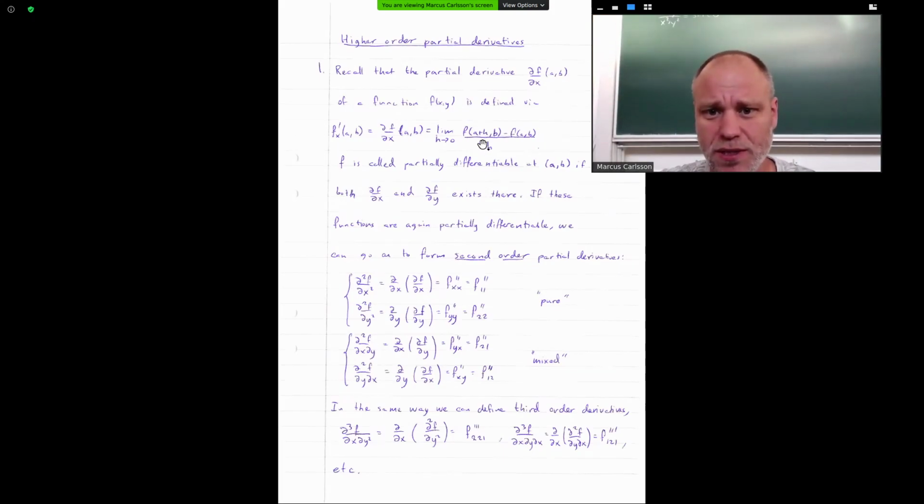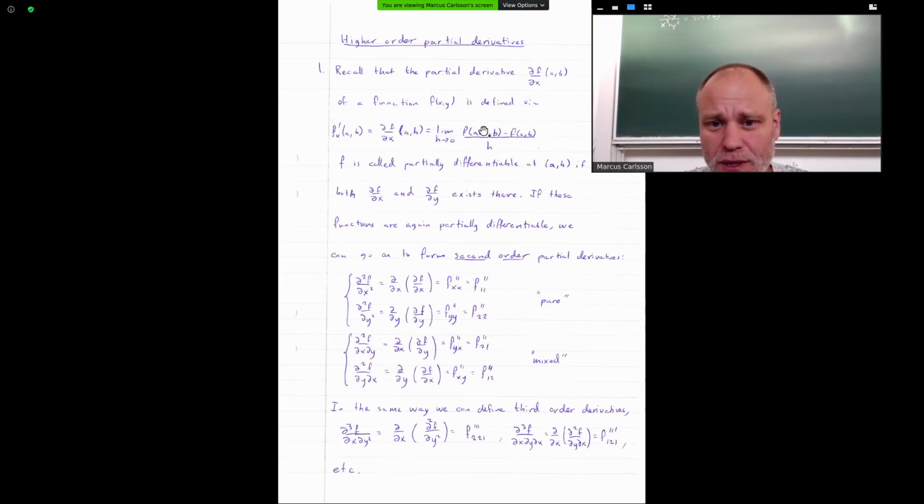Here's the definition. For the x derivative, you just take a normal derivative with the y variable frozen and x as the variable, right? So here's the definition: f of a plus h comma b minus f of a comma b. The b is the same, and then you divide by h, take a limit. Right, so f is called partially differentiable at the point if both the x and the y derivative exist there.